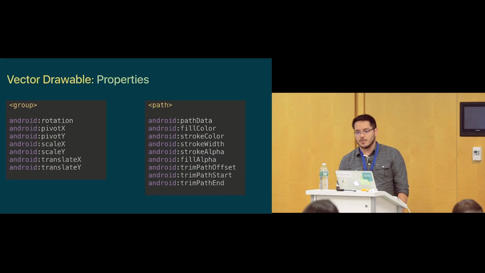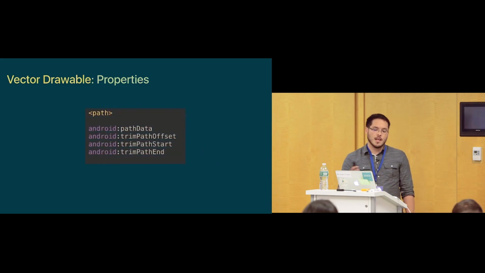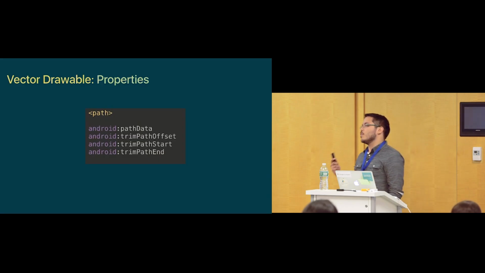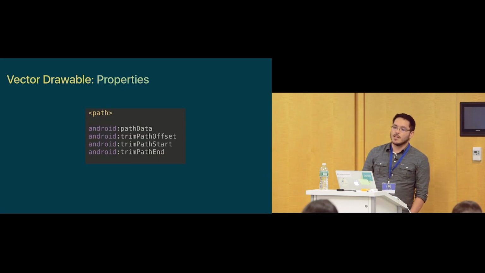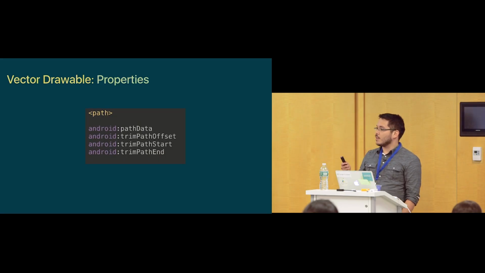And I'm gonna focus my talk today on 4 of them, and those are the ones: path data, trim path offset, trim path start, and trim path end. So I'm gonna go through an example that shows how we can do animation with trim path offset, trim path start and trim path end. And then we're gonna see another example where we can see how we can do animations for path data.